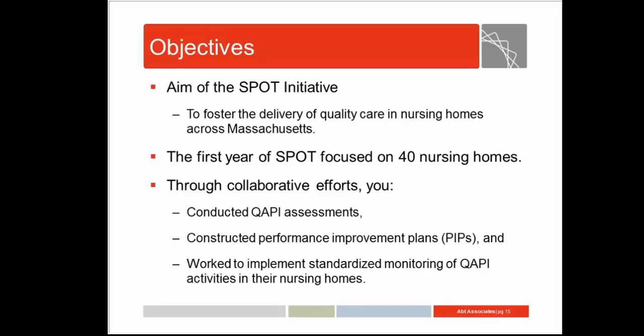At the February 2016 Public Health Council meeting, the Commissioner of Public Health announced a new initiative, the SPOT initiative, to foster the delivery of quality care in nursing homes across Massachusetts. In 2016, during the first year of SPOT, the department and its partners focused its attention on 40 nursing homes, including yours, identified as having the opportunity to improve their quality of care. Through collaborative efforts, you and the other participating nursing homes conducted QAPI assessments, began constructing performance improvement plans, and worked to implement standardized monitoring of quality improvement activities in your nursing homes.